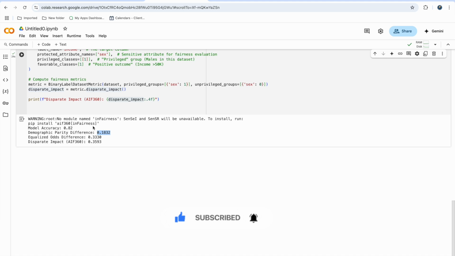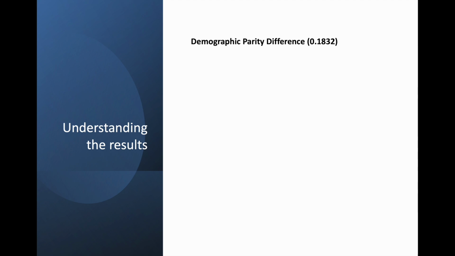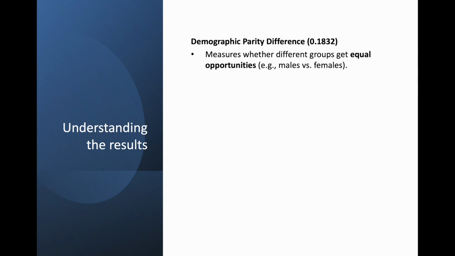Now let's understand the results. What is this demographic parity difference? It measures whether different groups get equal opportunity or not. So male and female should both get equal opportunity. What does this number suggest? This number suggests moderate bias. The model favors one group over the other group. It is not that much bias, but it is moderate bias, and here we see that it supports one group over the other group.